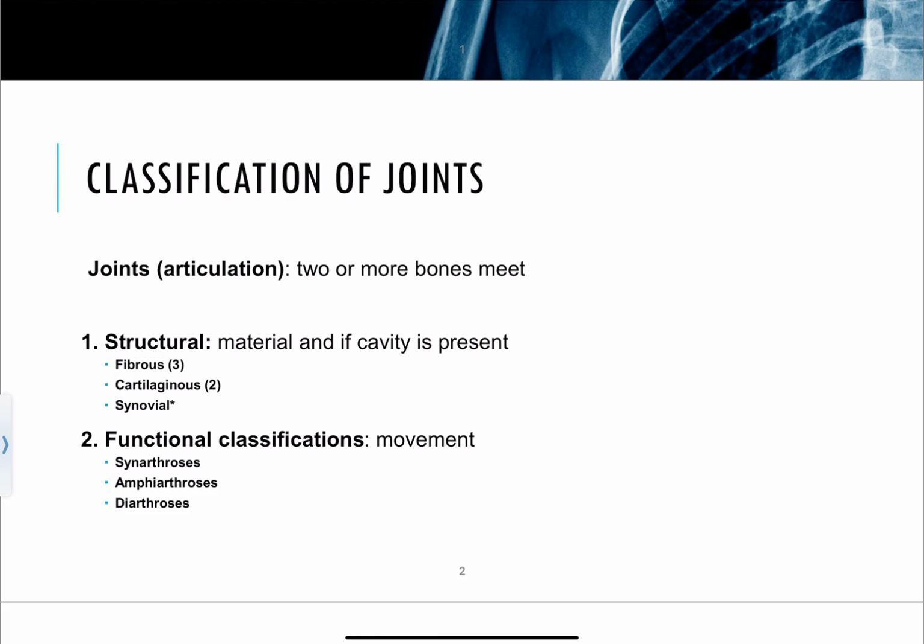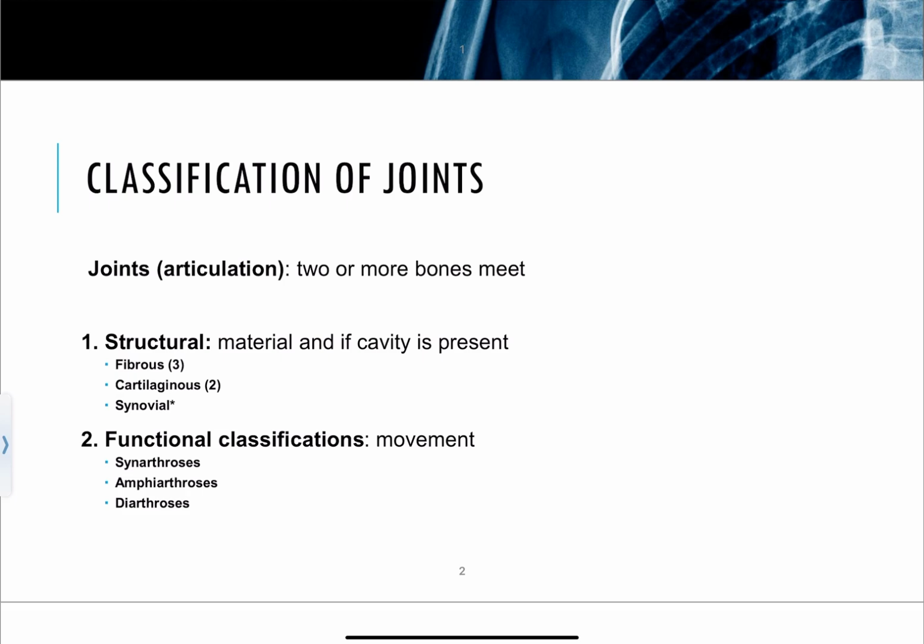There's 2 basic categories in which we classify joints. One is a structural classification, and that's going to be dependent on the material that's actually binding the bones together and whether or not there's a cavity within the joint. Functional classification is our second type of classification for joints, and this is going to be based on the movement that's allowed by the joint itself.